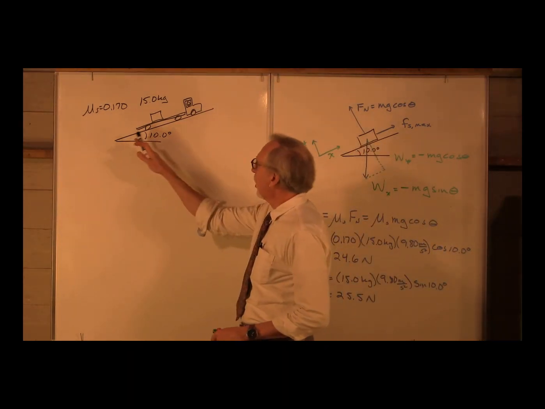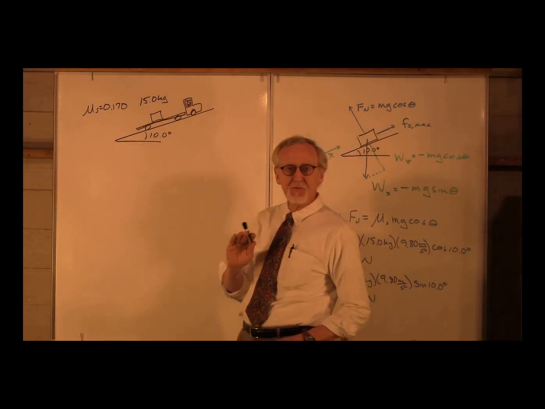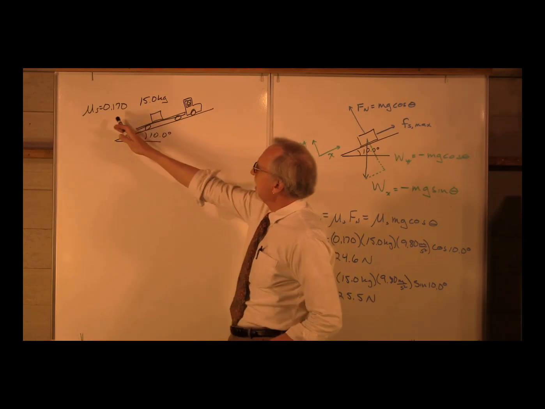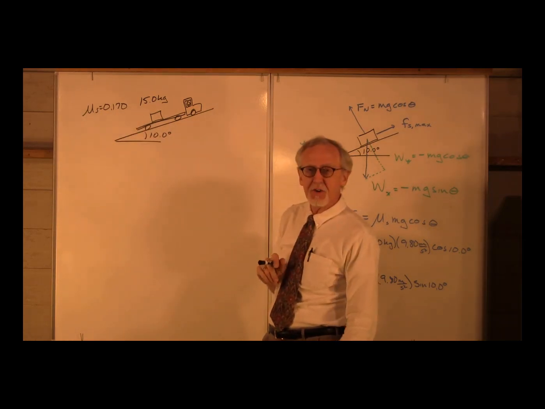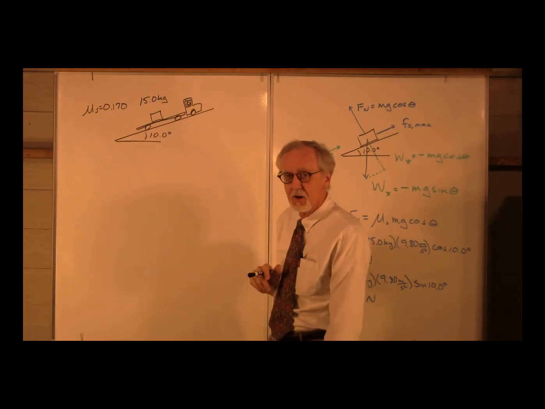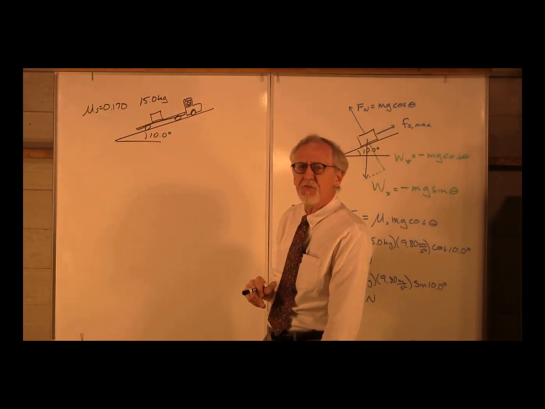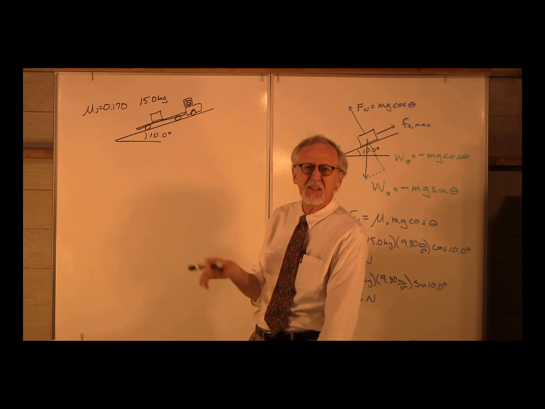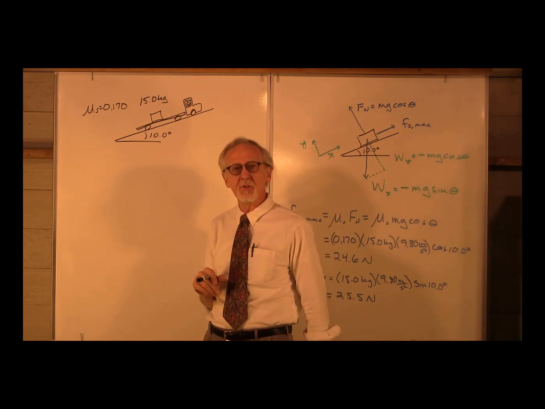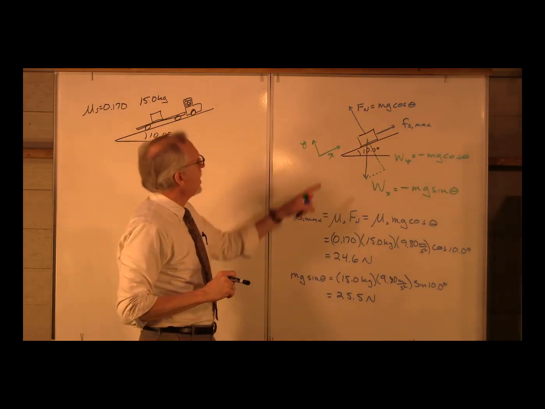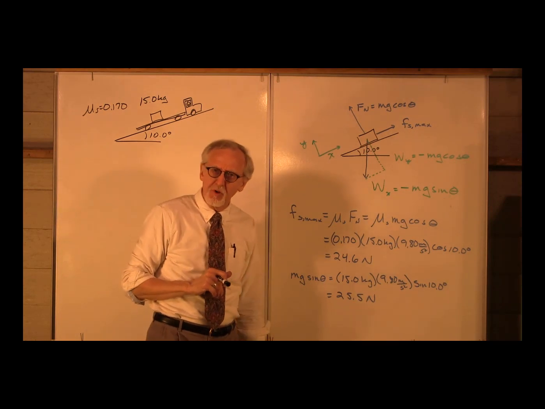Here's our truck going up an incline, let's say, of 10 degrees. And again, we'll have a coefficient of static friction of 0.170. And let's assume that our crate has a mass of 15 kilograms. That way we'll be able to just stick the numbers in and find all the numbers at the end. Let's draw a free body diagram. I've drawn it over here.